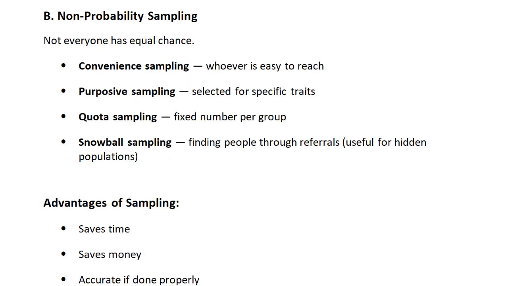Then we have non-probability sampling. Not everyone has an equal chance. Here there is convenience sampling. Whoever is easy to reach will be selected. Then we have purposive sampling. It is selected for specific traits. Quota sampling. A fixed number per group is selected. Snowball sampling. Finding people through referrals. It is useful for hidden populations.